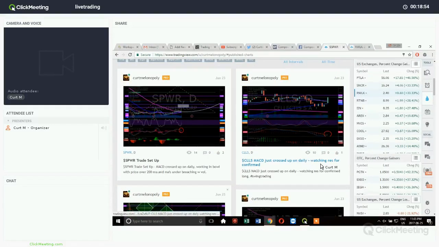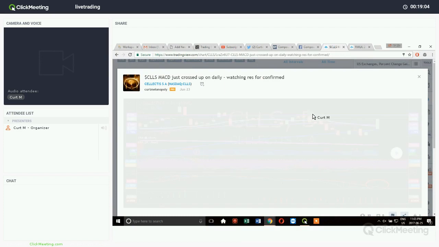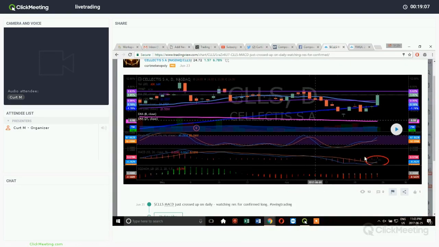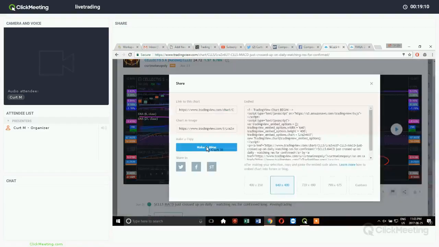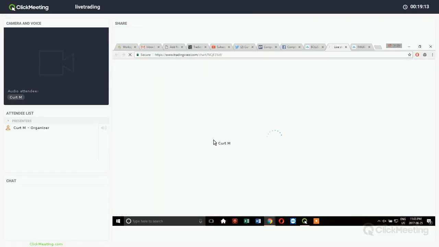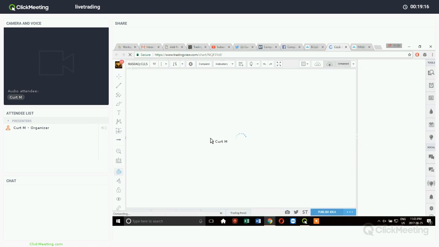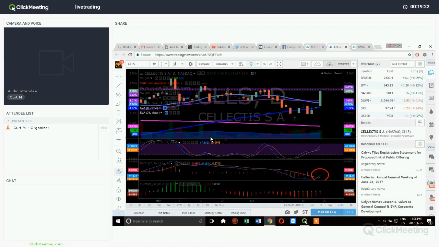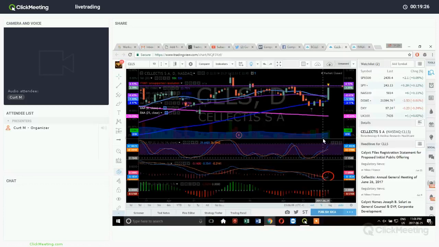CLLS just crossed up on daily, watching resistance to see if it confirms. So let's take a look at this one real quick. MACD just crossed up. So the MACD is an indicator I'm looking for. So this was one off of the hot list that I went through, and the MACD was trending up. So there's a whole series of these indicators that cause a setup to be decent or not. And then once you qualify, okay, it's a decent setup, volume's coming up, it's over the 200. It held the 100 here, got a pop off the 100, but didn't hold it. It actually tested the 200 and popped at the 100.